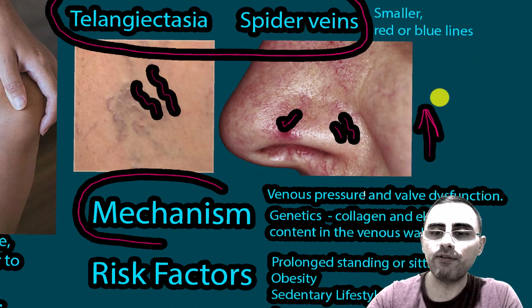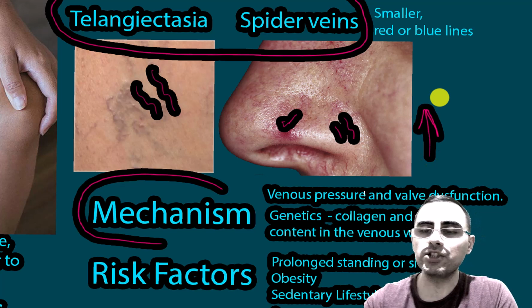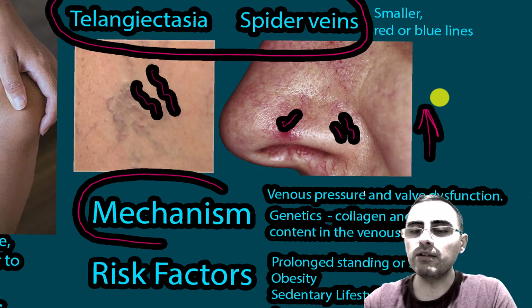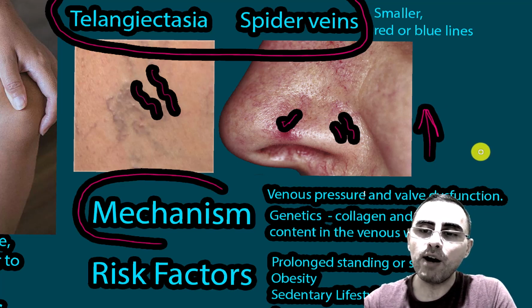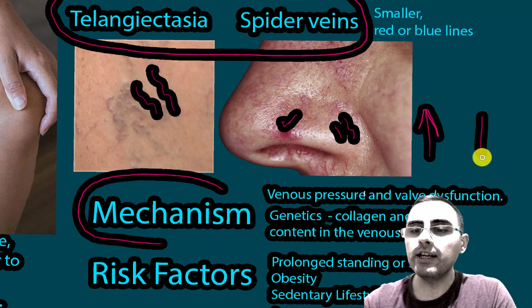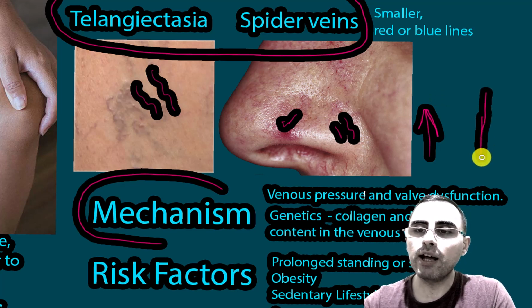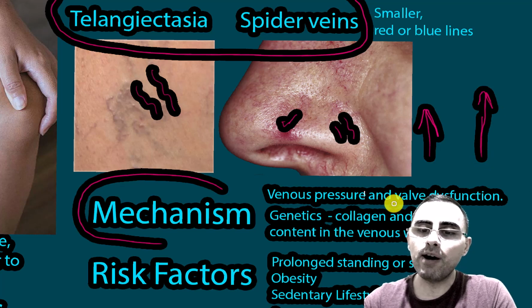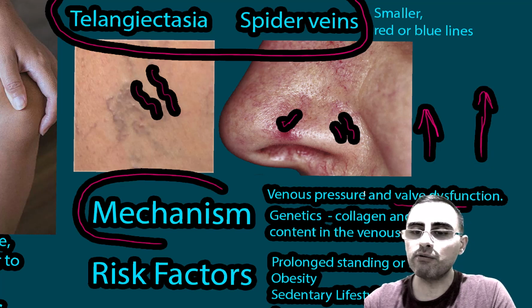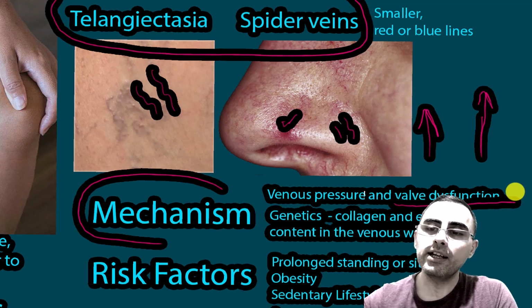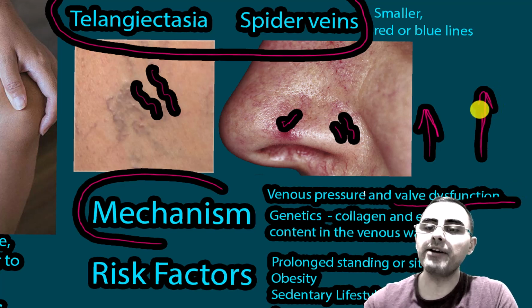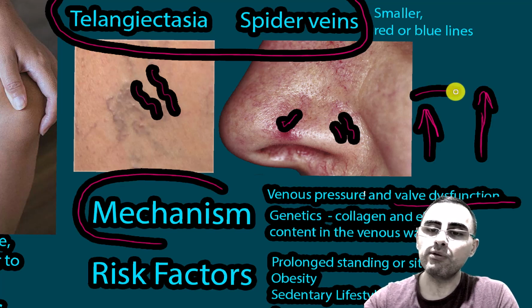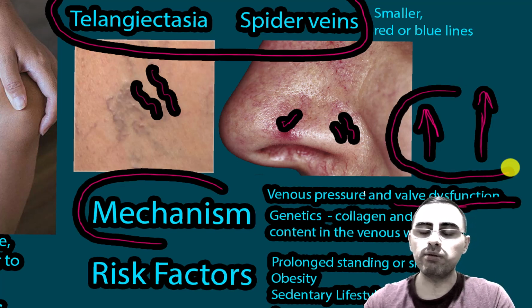It's an important factor, along with valve dysfunction. Normally this valve should be one-way, and it should direct blood in an upward direction. But when there is valve dysfunction, it can't direct blood in one direction, so there is blood pooling and increased blood pressure.